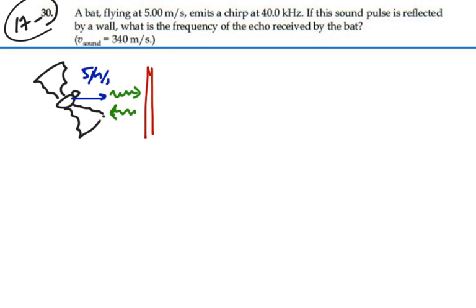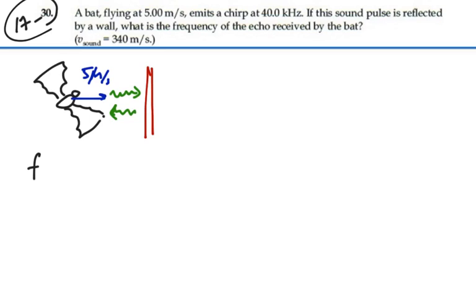In this case, the bat is both the source and the observer. The bat's on the left, the wall's on the right. And as an observer, the bat is moving to the right. So the bat is moving toward whatever it's considering to be the source, because the reflection's coming back. And as a source, the bat is moving in the direction of whatever it might consider to be the observer. So in both cases, if we put ourselves in the shoes of the observer or the source for the bat, it is moving toward the other.